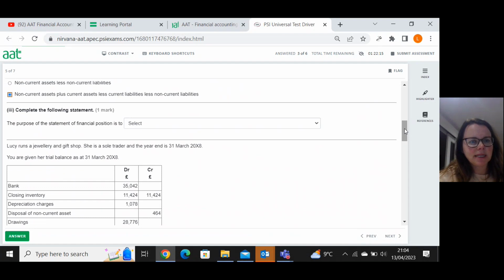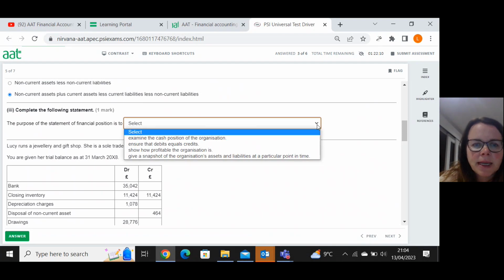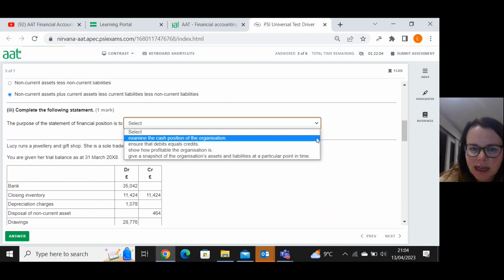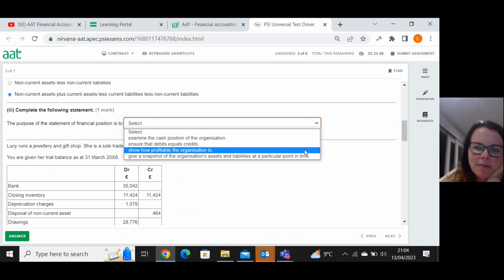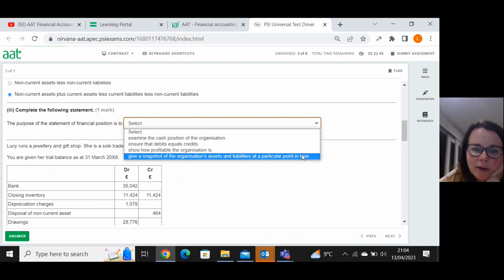Complete the following statement. The purpose of the statement of financial position is to. Right, so it's not the cash position. That would be a statement of cash flow. Its main purpose isn't to show that debits equal credits. That would be the main purpose of a trial balance. Not showing how profitable, that would be the statement of profit or loss. I'm hoping it's the last one. Give a snapshot of the organisation's assets and liabilities at a particular point in time.